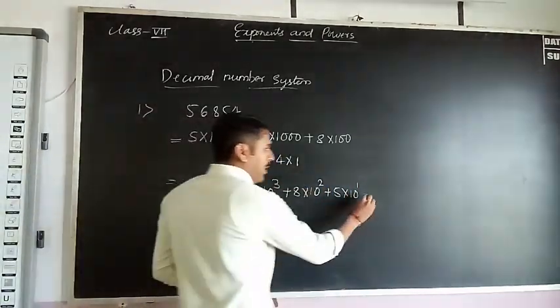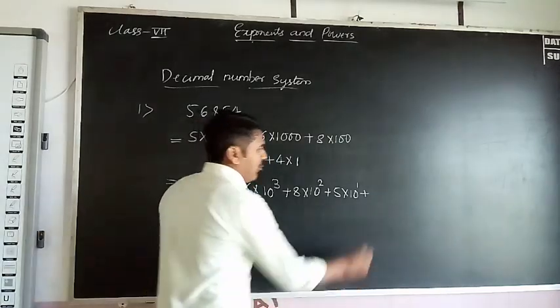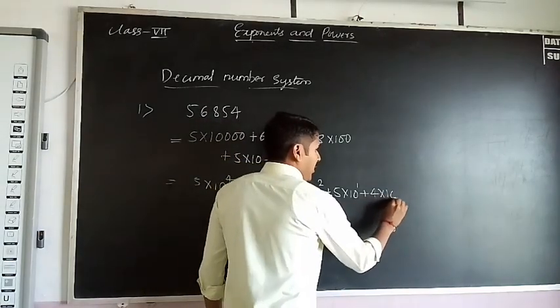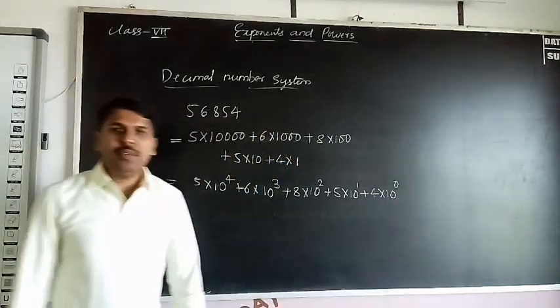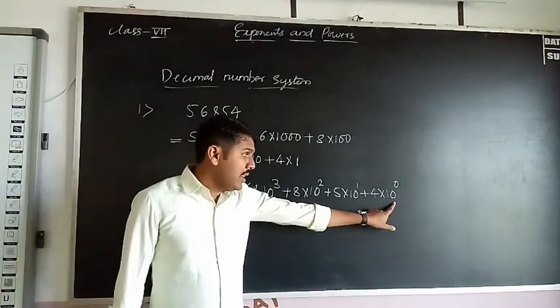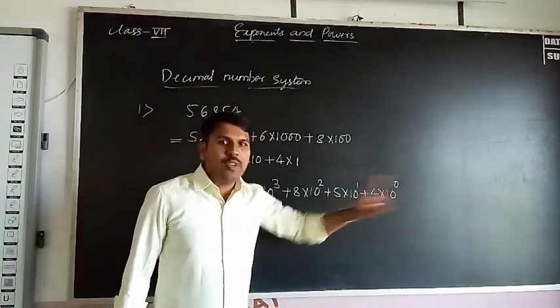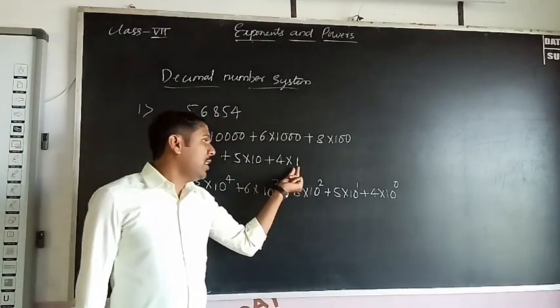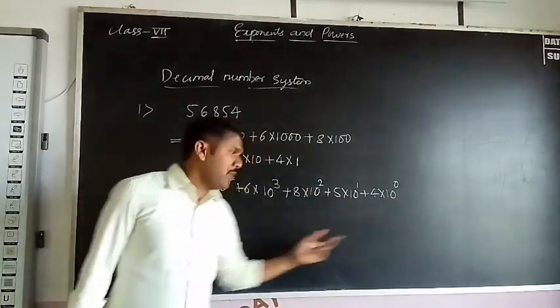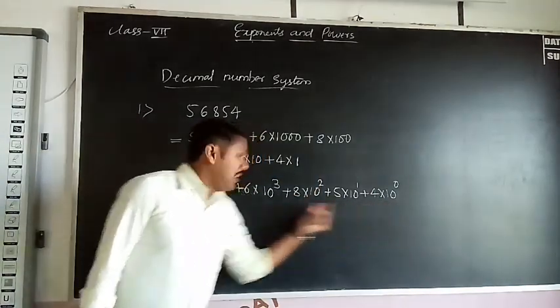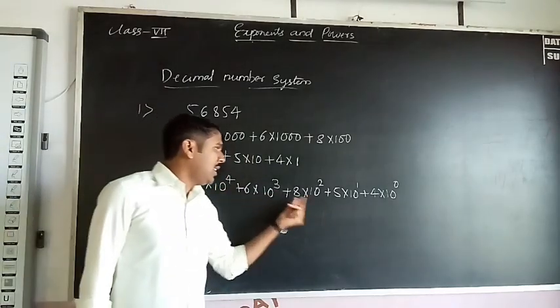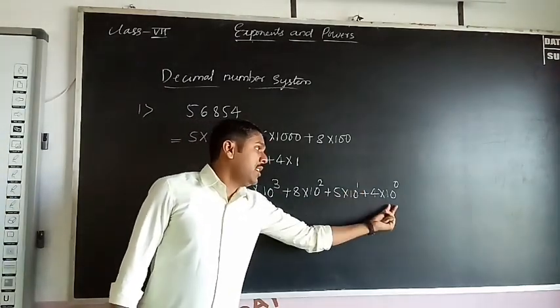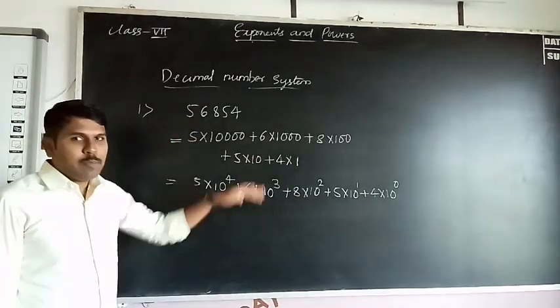How to write 1 by using base 10? 4 into 10 raised to 0, you can write, isn't it? Why? Because any number raised to 0 equals 1 only. That's why 1 equals 10 raised to 0. So we have to write the number in base 10: 10 raised to 4, 10 raised to 3, 10 raised to 2, 10 raised to 1, 10 raised to 0. So this is the expansion.